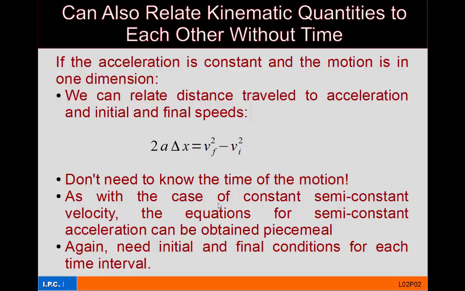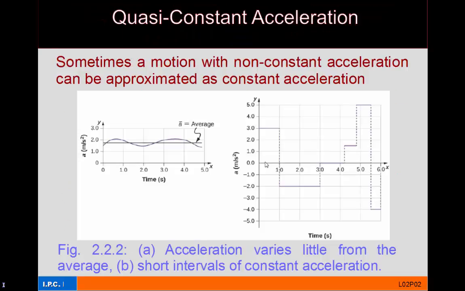And if you have semi-constant acceleration, then you can also obtain all these equations that we've been doing piecemeal, just like what we did with semi-constant velocity. In other words, you look at each piece of the motion. So, for example, maybe you have a motion that has an acceleration that looks like this. Then you can look at the first time interval where you have a constant acceleration, and then the final conditions of this interval become the initial conditions of this interval, and now you have a constant acceleration. Final conditions here become initial conditions here, and actually you have constant velocity, but you have zero acceleration. And then final condition here is initial condition here, and so on.